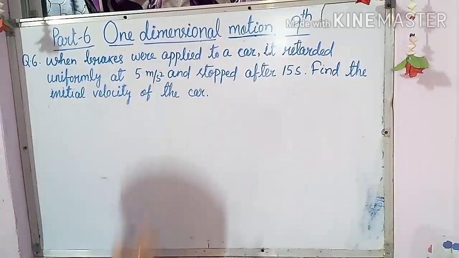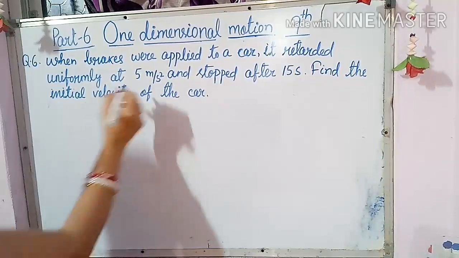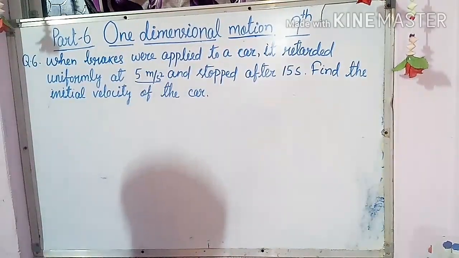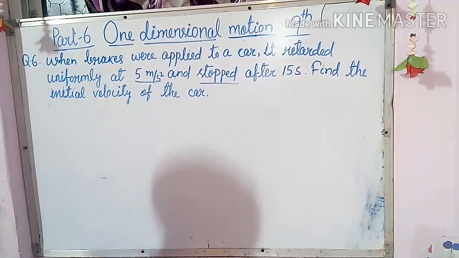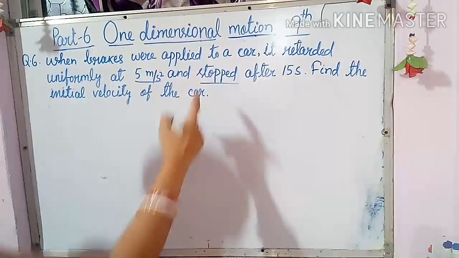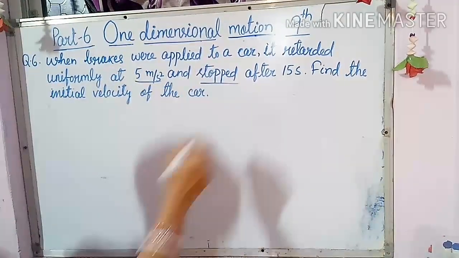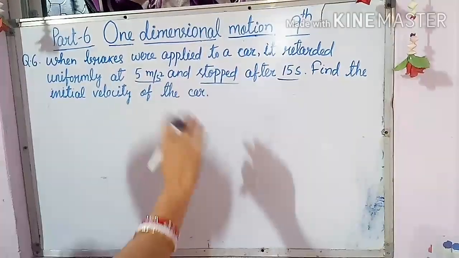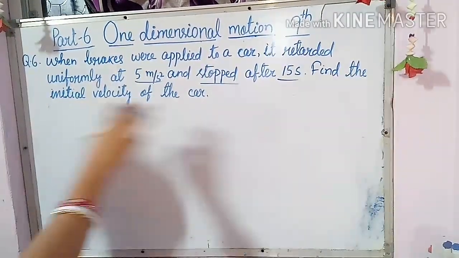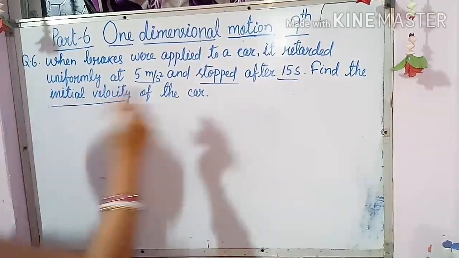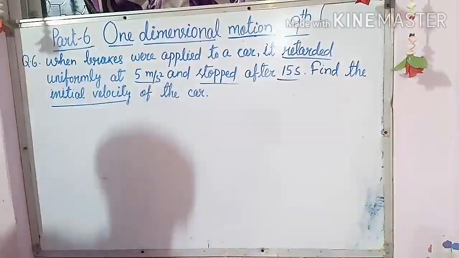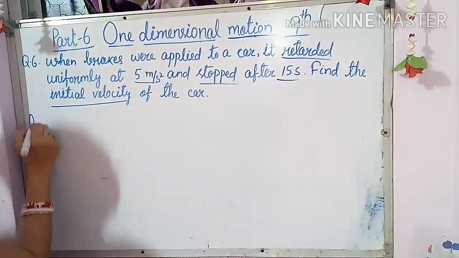That is the negative acceleration, meaning acceleration is given as 5 meter per second square. And stopped is also important, because stopped means final velocity is 0. 15 seconds means time is 15 seconds. Find the initial velocity, u is asked. So these are the important things. Retardation is the important thing. Now write the answer symbolically.